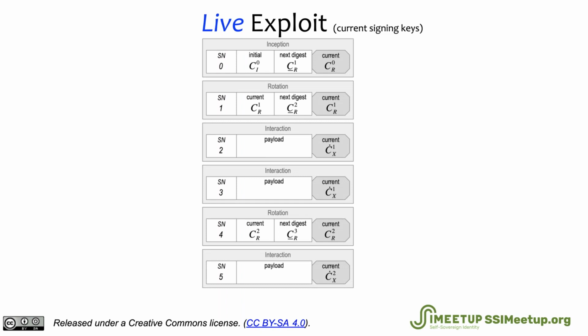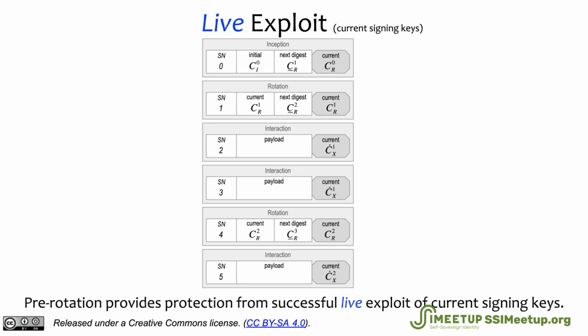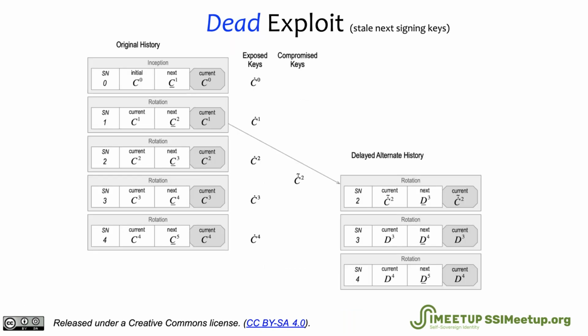So in KERI, a live exploit of the current signing keys is protected by a rotation. You just rotate and you're protected. You recovered control authority. So pre-rotation provides protection from a successful live exploit of the current signing keys. A dead exploit is that you have stale next signing keys that have been exposed in the past, and somebody wants to create a delayed event history. Because the keys are exposed, they may be able to exploit that and compromise them.